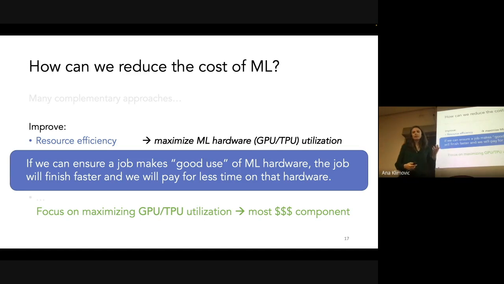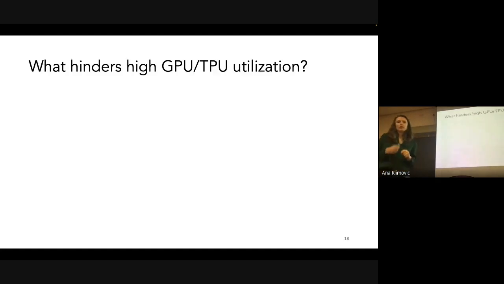It's really the machine learning accelerators like the GPUs and TPUs that are the most expensive components. And so these are the ones that we want to make sure we make high use of. So why on earth might we not have high GPU or TPU utilization? What can actually hinder that?